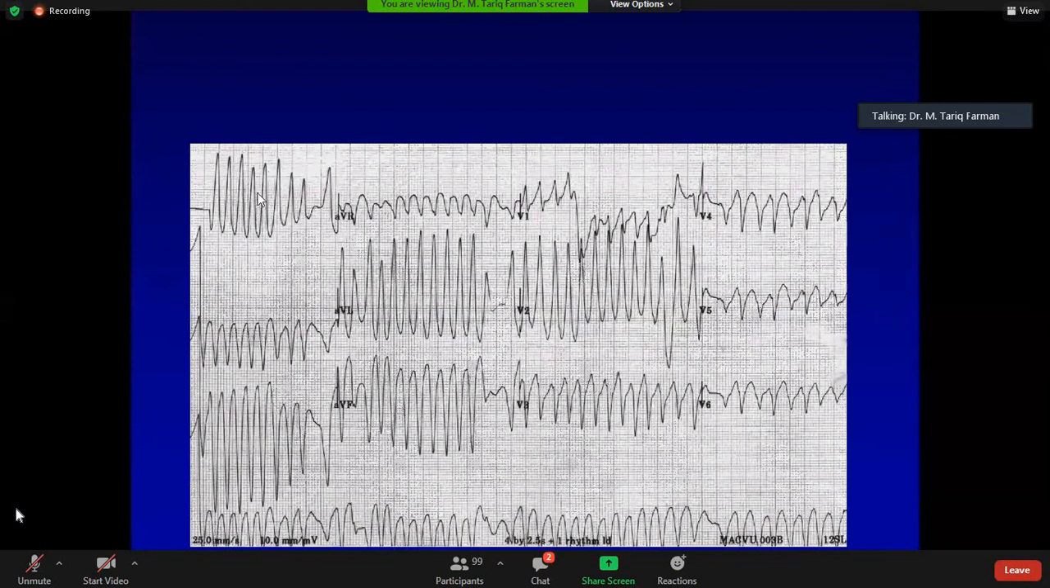Broad QRS complex, right? And tachycardia: ventricular tachycardia. And it is called polymorphic because the morphology of the QRS complexes is constantly changing, right? It's different over here, different over here, different over here. So it's called polymorphic VT. It's a very life-threatening kind of ventricular tachycardia, and it can easily transform into ventricular fibrillation if the treatment is delayed, right?